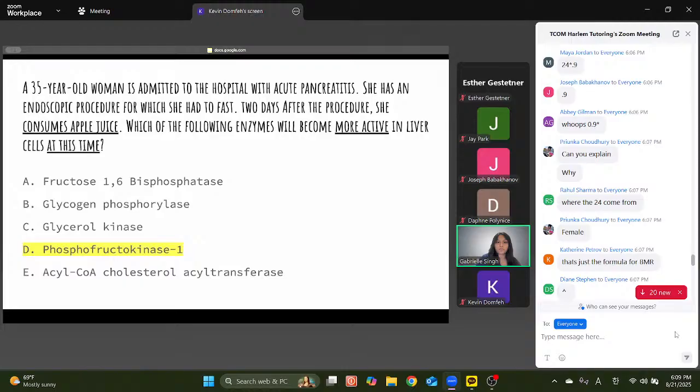Is that for gluconeogenesis? Yeah. So in the fed state, insulin rises and turns off gluconeogenesis, obviously, so enzyme activity will decrease. Does anyone know why B is wrong?